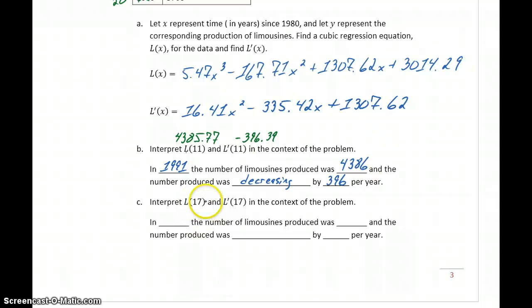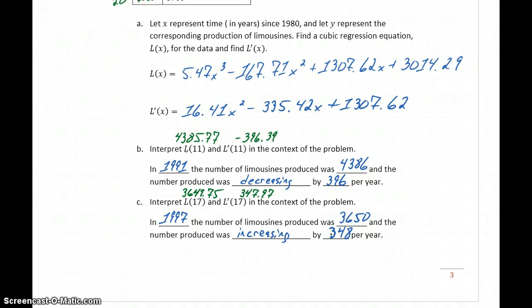So doing the same thing for L of 17 and L prime of 17, we would get a result of 3,649.75 and 347.97. So now we're talking about 17 years after 1980. So in 1997, the number of limousines produced was 3,650, and since now our derivative gives us a positive result, the number produced was increasing by 348 limousines per year.